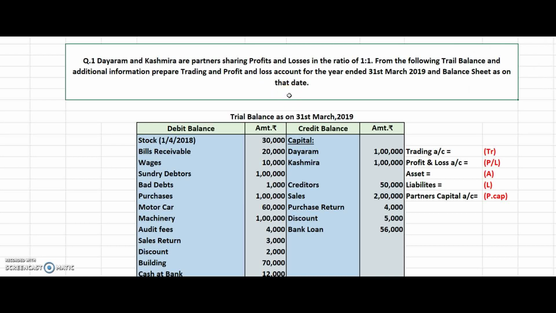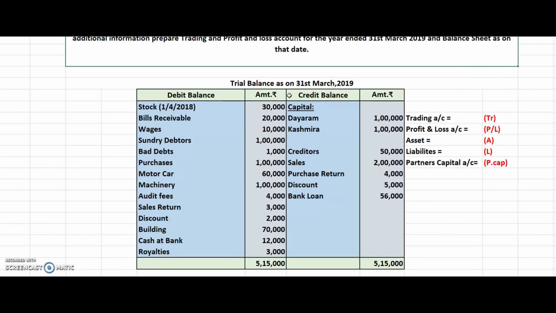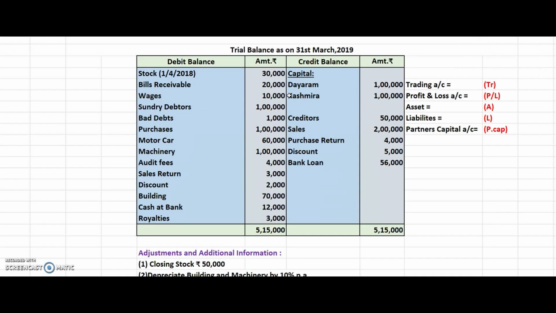Now the question of final accounts is made up of 2 parts. The first part is called as trial balance. Trial balance is a very simple statement in which there are debit balances and credit balances. On the debit balances side, you will generally get expenses and assets. On the credit balance side, you will generally get incomes and liabilities. So there is a list of debit items, there is a list of credit items, at the end of which the grand total is the same. In this trial balance, it is 5,15,000.